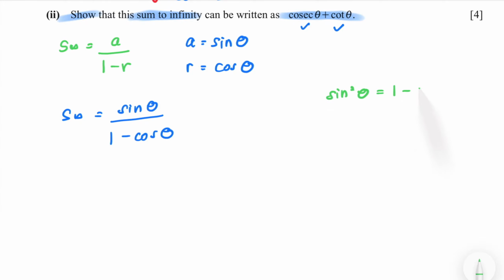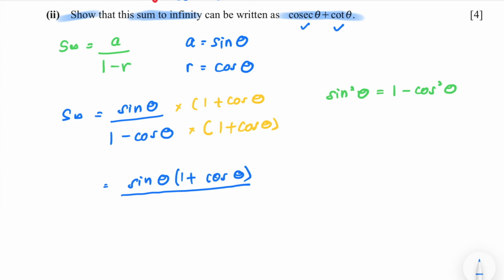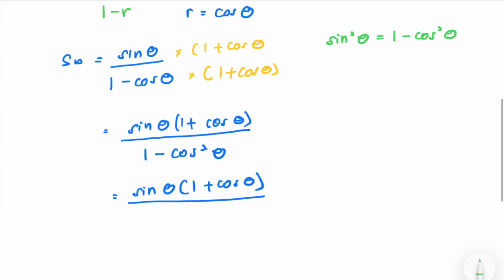Now let's simplify this. I'm going to get sine theta times 1 plus cos theta over, at the bottom, what's left is just going to be 1 minus cos square theta. Now, since we know that 1 minus cos square theta is going to be sine square theta, I'm going to substitute that in our equation over sine square theta. We can now simplify sine theta, and what's going to be left is 1 plus cos theta over sine theta.